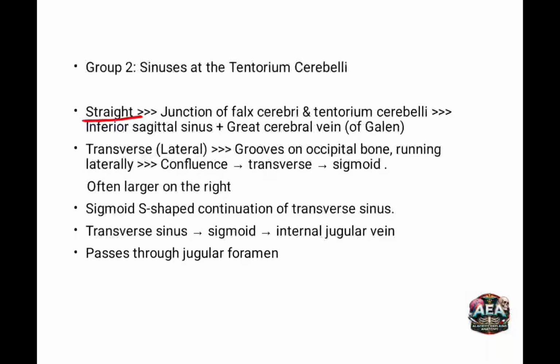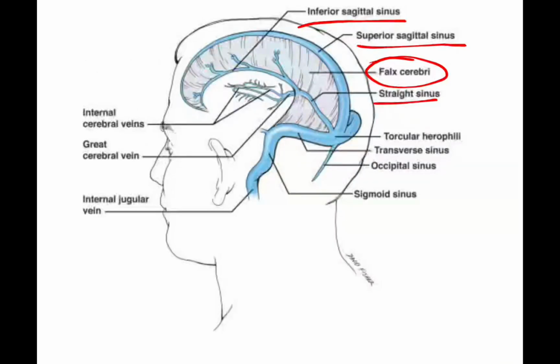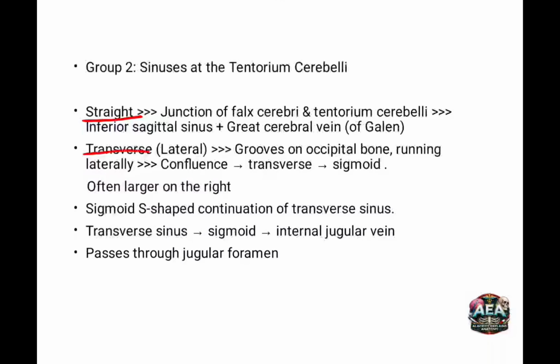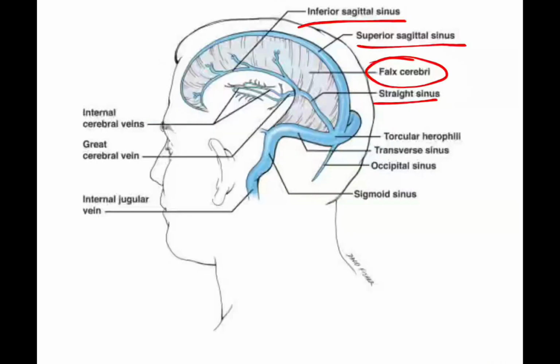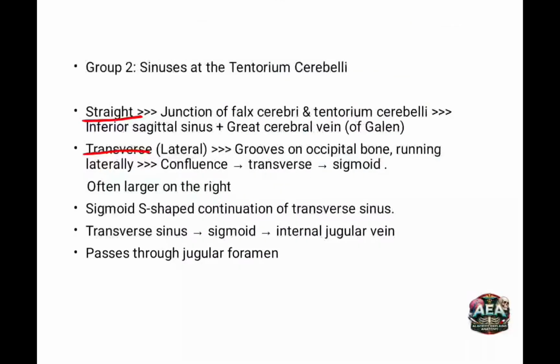Now the next sinuses are the sinuses at the tentorium cerebelli. Here we have the straight sinus, which you can see in this image. We have the transverse sinus, of which there are two, on the right and on the left. This is the transverse sinus, one on the left and another one on the right. We have the sigmoid sinus, which is a continuation of the transverse sinus, so we have the transverse sinus to the sigmoid sinus to the internal jugular vein.